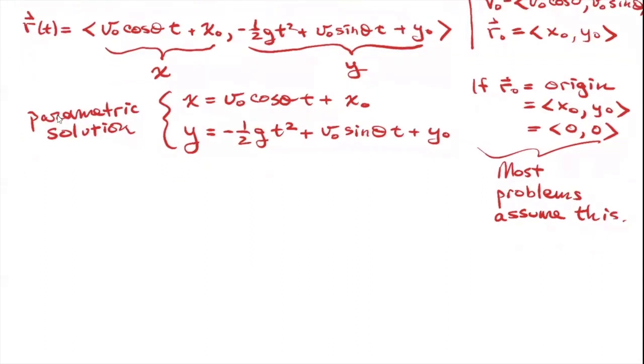Okay, so we got our parametric solution. So I'll just make a note here that x naught is usually 0. And same thing for y naught.